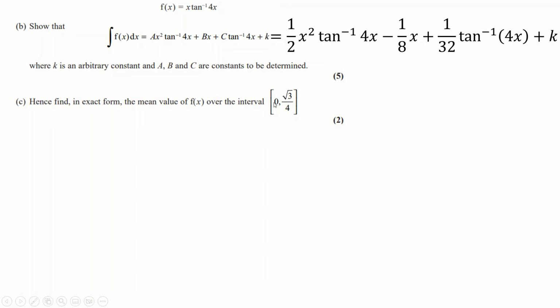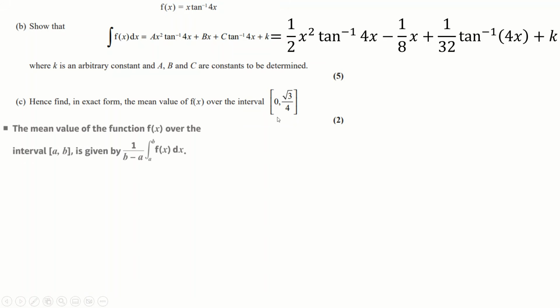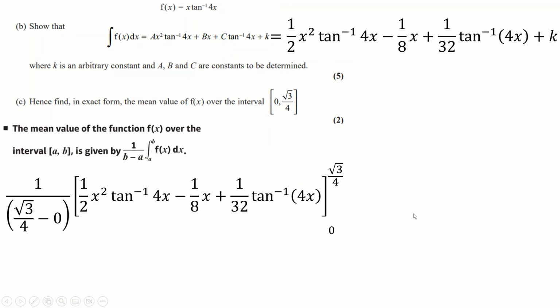Good. Hence find the mean value. So you just need to know the mean value formula. This bit's very easy as long as you remember it. It's this formula here, integrate it between here, and then just do 1 over this minus this at the front. It's essentially exactly what it sounds like. It's a mean value. You're working out the mean of the function by doing this.